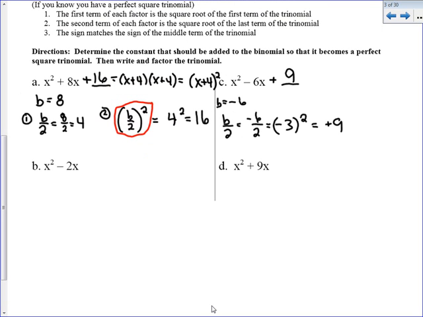Ken? What's your answer for the other one? I said I need to see the 16 and the x plus 4 squared. Yes.